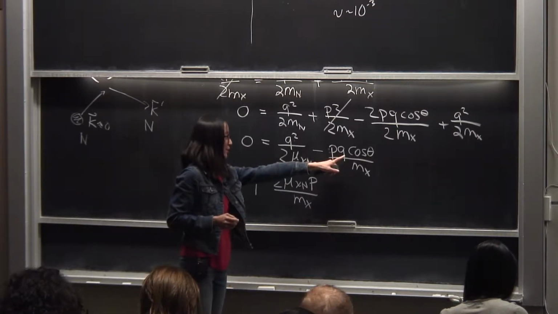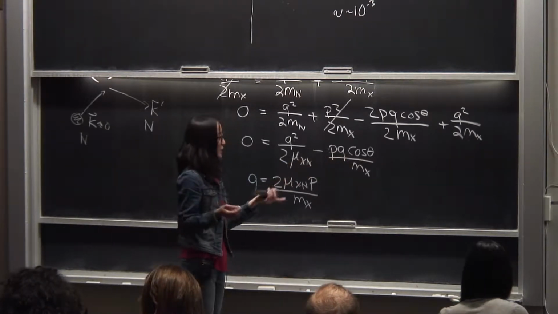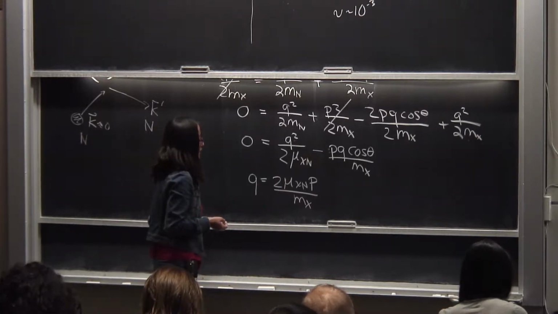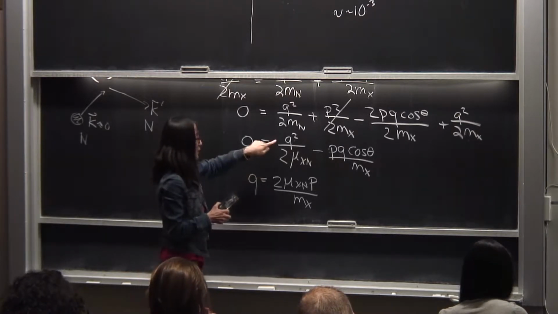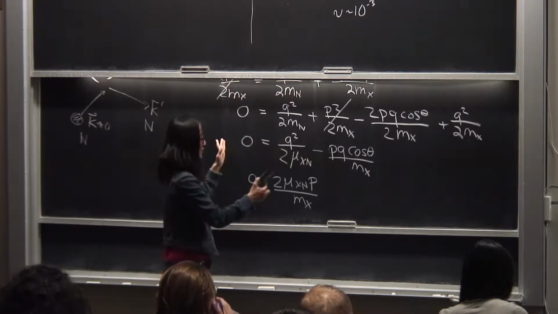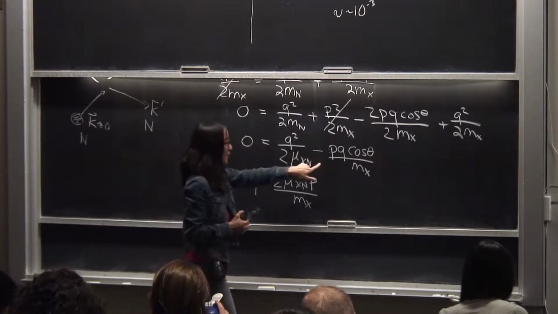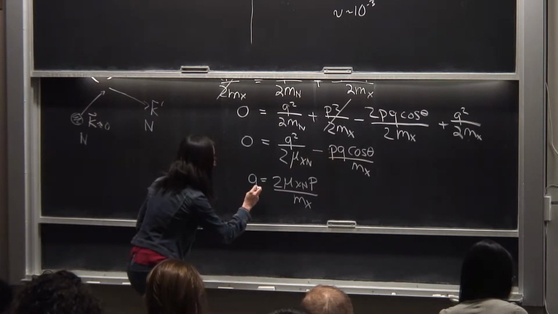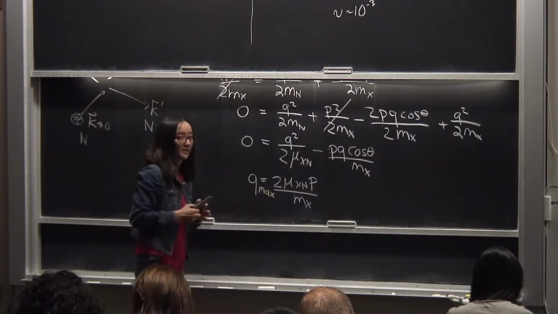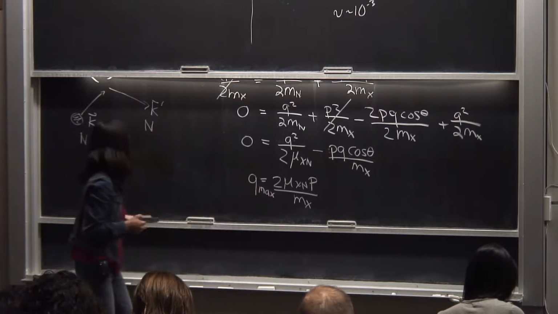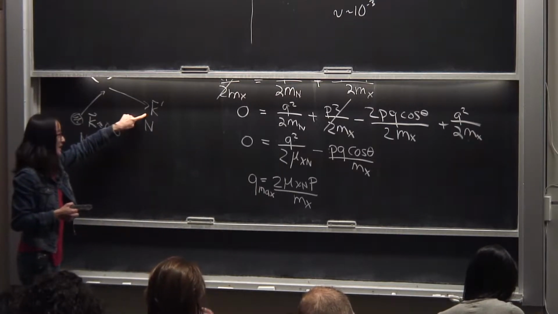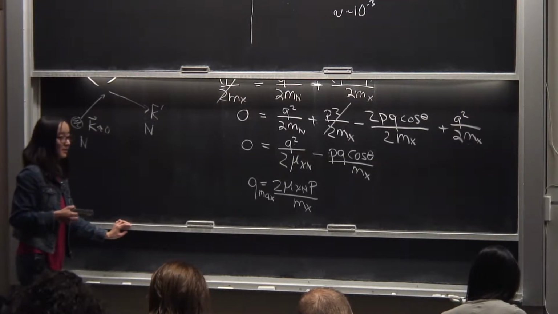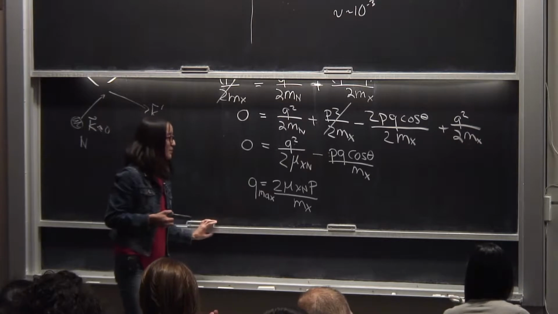And what I do is I look at this and I say cosine theta only ranges from minus 1 to 1. So the maximum q where I satisfy this equation, the maximum momentum transfer, is when cosine theta is 1. So I just set cosine theta equals 1, and this is the maximum momentum transfer. And I want that because I want to see how much energy I can deposit in this nucleus. What is the maximum energy I can deposit? And that corresponds also to the maximum momentum transfer.